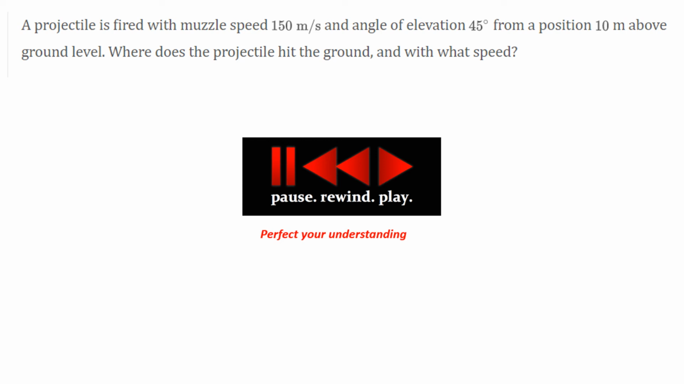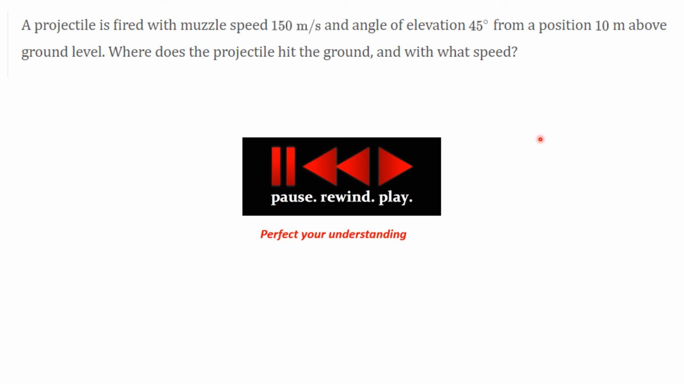Okay, so with all that, here's a problem for you to do. A projectile is fired with a muzzle velocity of 150 meters per second and an angle of elevation of 45 degrees from a position 10 meters above ground level. Now we've changed things a little bit. This is a position of 10 meters above ground level. Where does the projectile hit the ground and with what speed? There's two questions. I really like these problems, so make sure that you can do this. You know what to do.